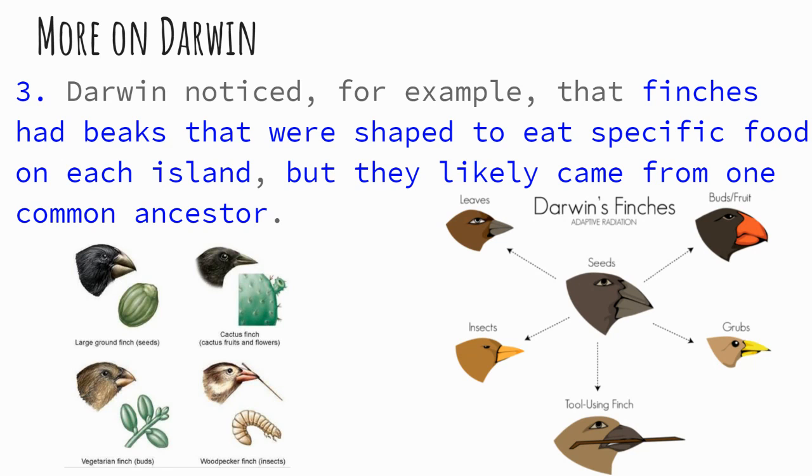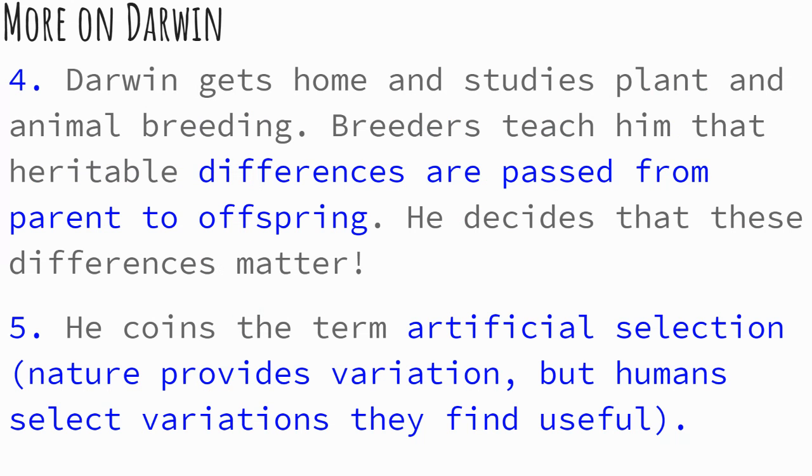But he was kind of in the early works of this. He returns home and he studies a little bit more about plants and animals at home, and different animal breeders, like dog breeders, kind of show him that there are differences that are passed on from the parent dogs onto the baby dogs when they're breeding puppies. And he says, huh, those differences are kind of important. That's interesting that they're passed from the mother and father dog to the baby puppy. So maybe there's some sort of inheritance going on there. He's getting into the idea of genetics.